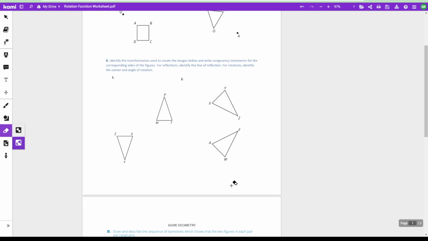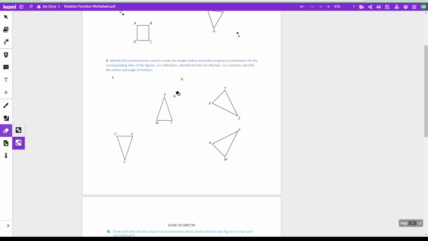Here is part 2 of the rotation function worksheet. In section B, it says to identify the transformation used to create the images below and write congruency statements for the corresponding sides of the figures. For reflections, identify the line of reflection. For rotations, identify the center and angle of rotation.